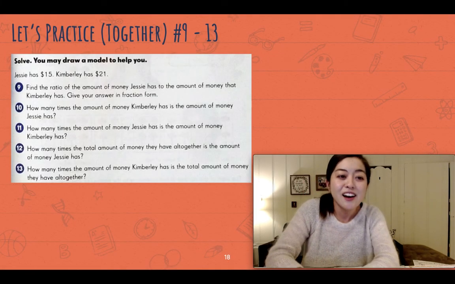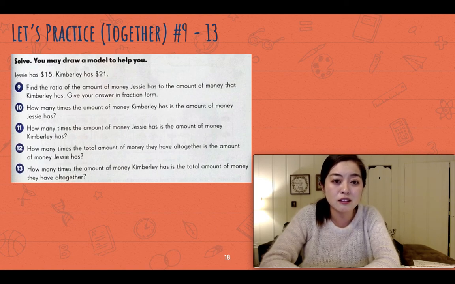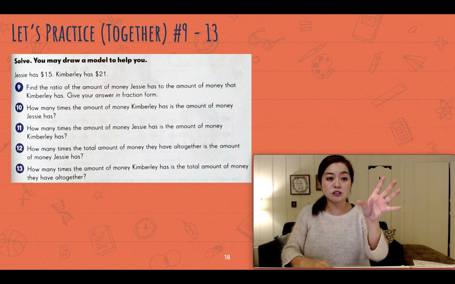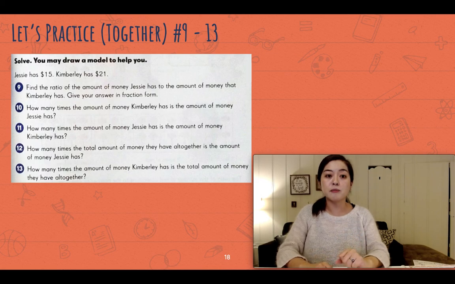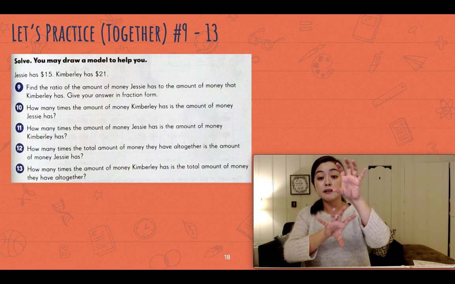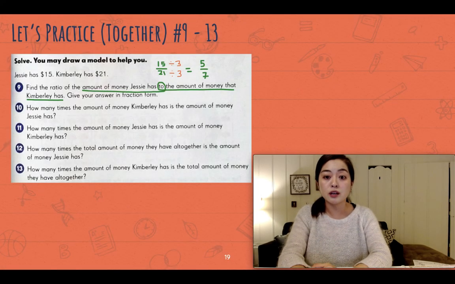All right, number 9. Find the ratio of the amount of money Jessie has to the amount of money that Kimberly has. Give your answer in fraction form. So Jessie is the first term, so it's in the numerator. Kimberly is the second term, so it's in the denominator. So it is 15 over 21. But the thing is, it's not simplified.